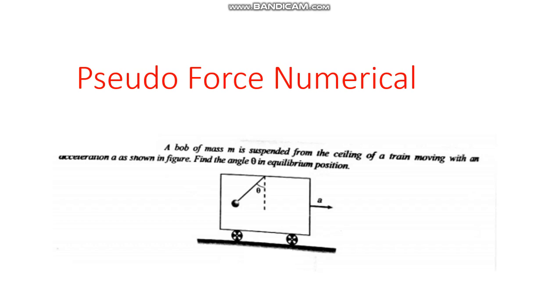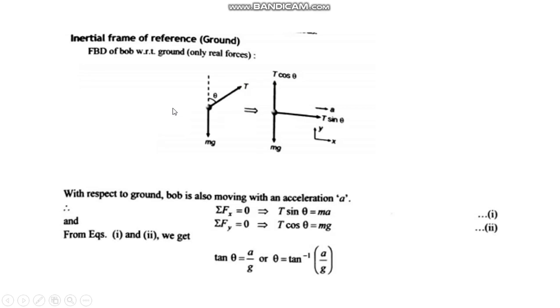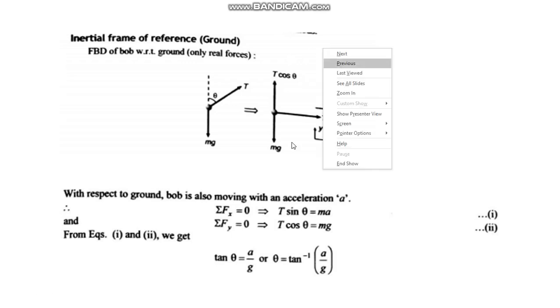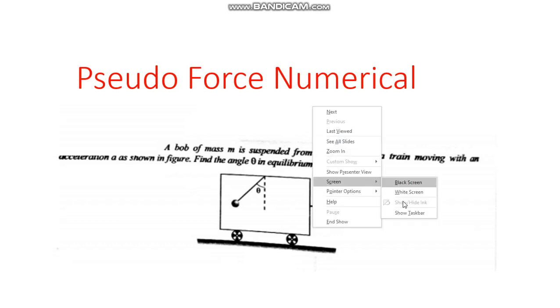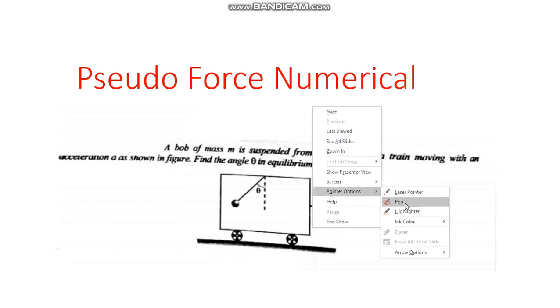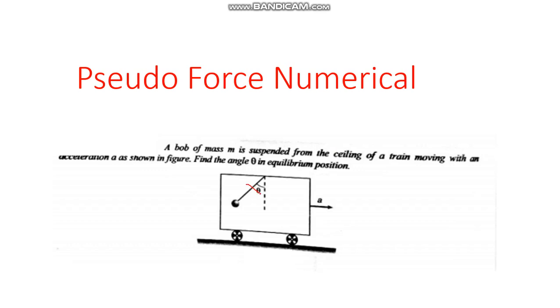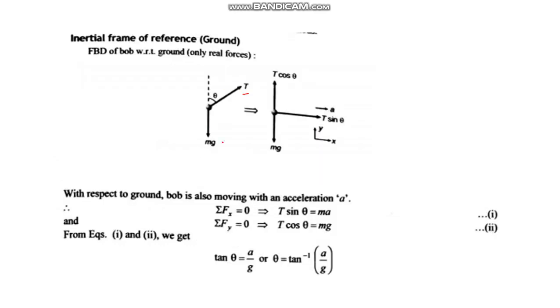So you can see that this is a moving body case. So you can solve this question by two methods. We will go with the inertial frame. We will take ground as the reference. You can see here that if you cut this string over here, you will see tension, right?